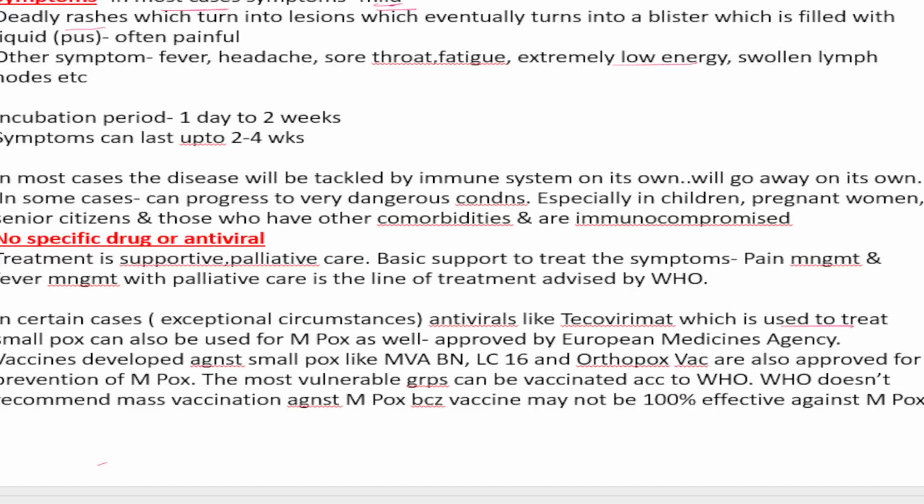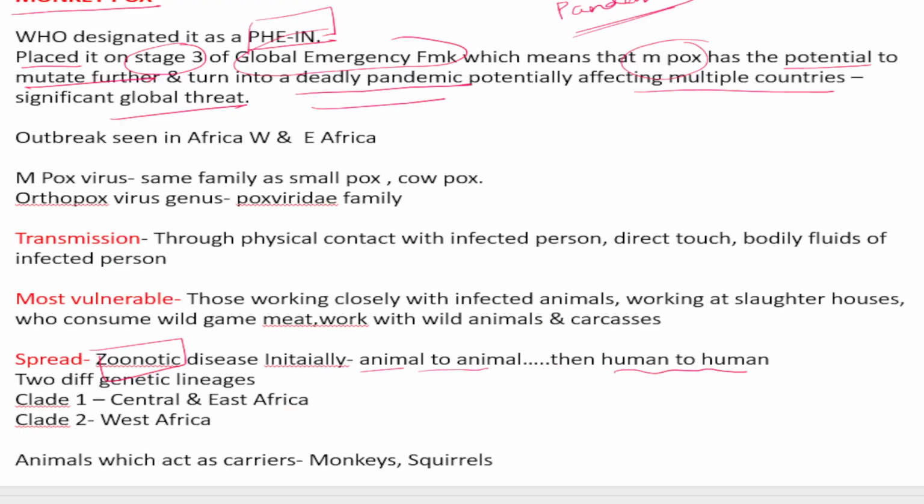Now we move on to further information about this disease. How is it transmitted? We have already seen it is transmitted through physical contact with the infected person, direct touch, bodily fluids. Who are the most vulnerable to this disease?